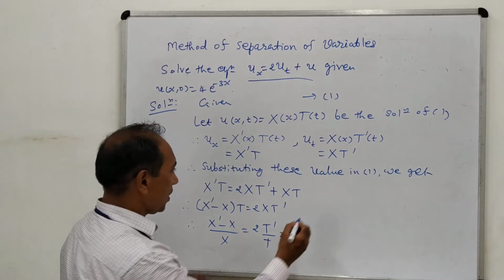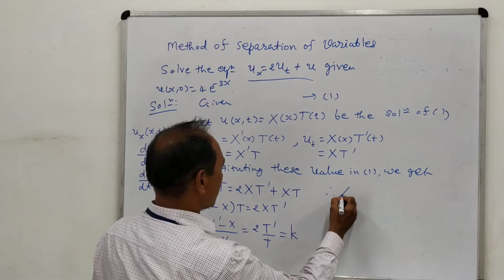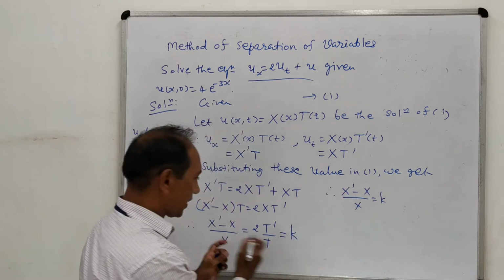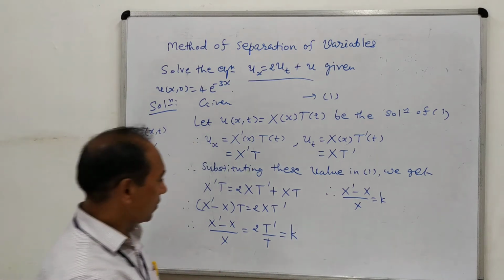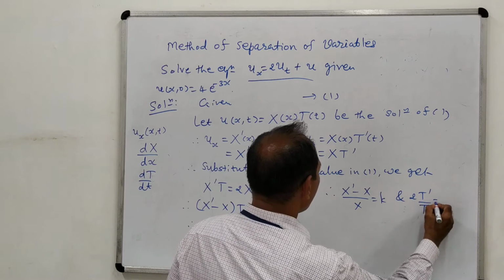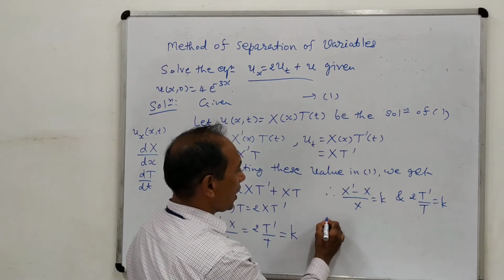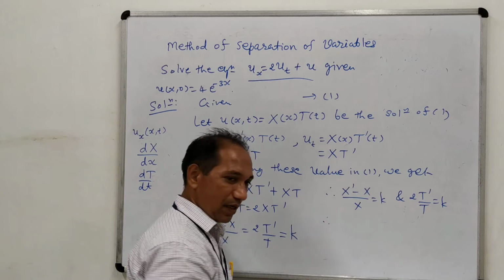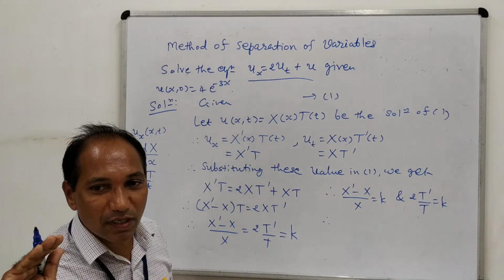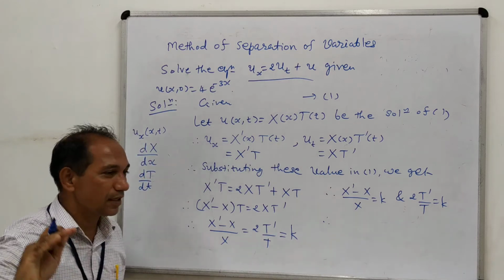So therefore we will have two equations from this: capital X dash minus capital X upon X equal to capital K, we will separate out the two equations, and 2 into T dash upon T equal to capital K. Now we will solve these two equations one by one. These two are ordinary differential equations, and the solving procedure of ordinary differential equations we have already studied in the second semester.